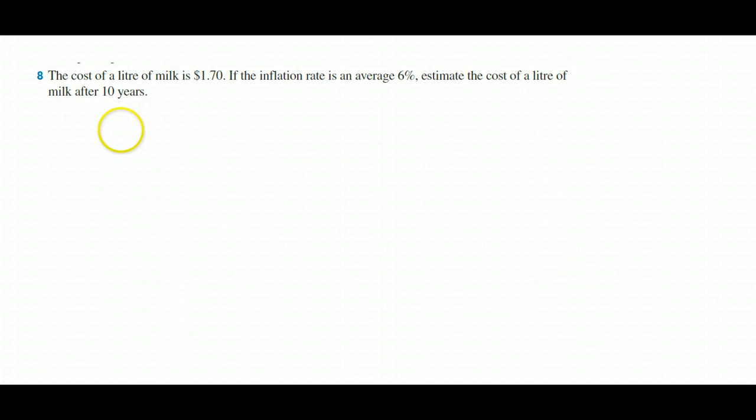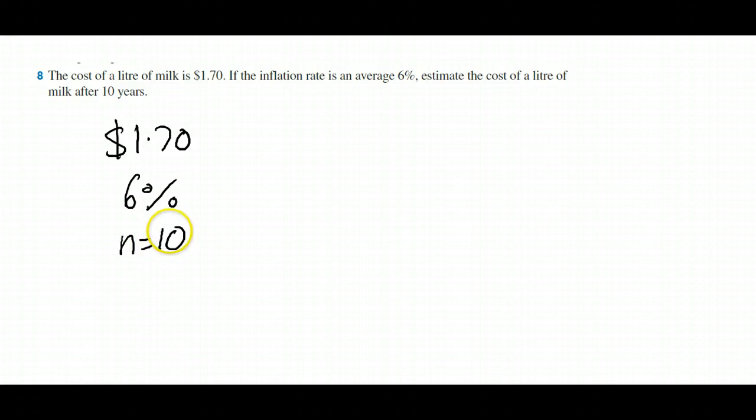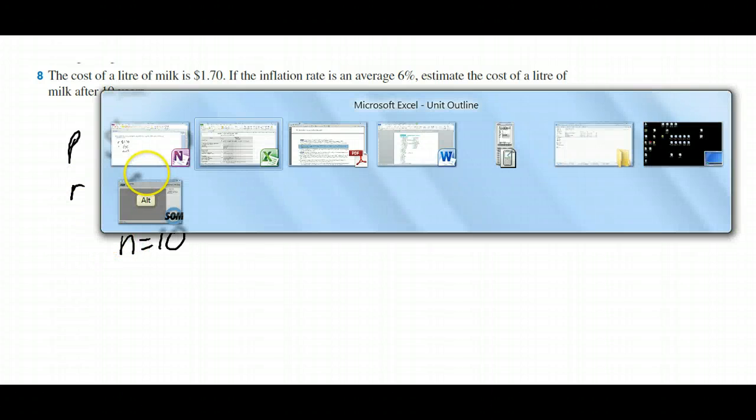Okay, in question 8, we've got a litre of milk that's worth $1.70 and an inflation rate of 6%, and we want to know the cost of a litre of milk in 10 years time. So the number of compounding periods is going to be 10, one each year for 10 years. So we've got our P, our R and our N. Let's put them into the calculator.